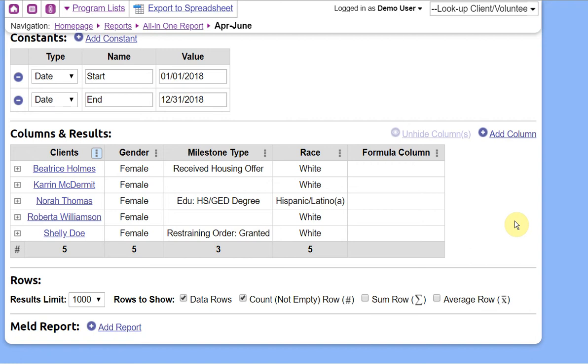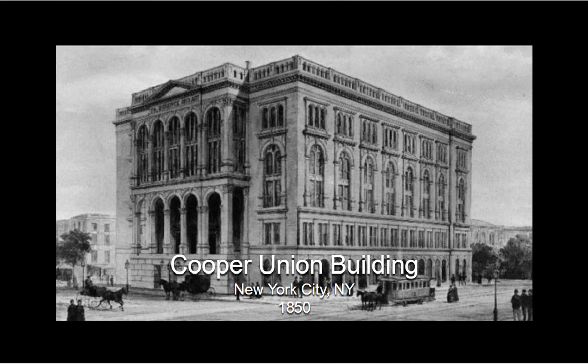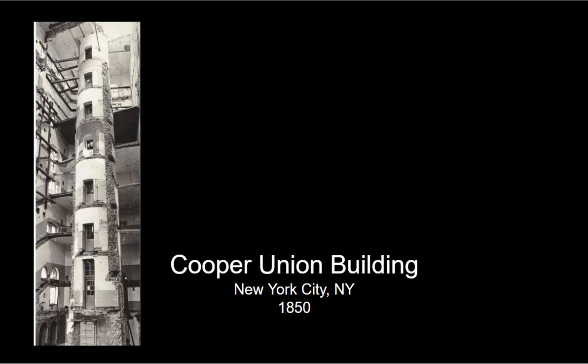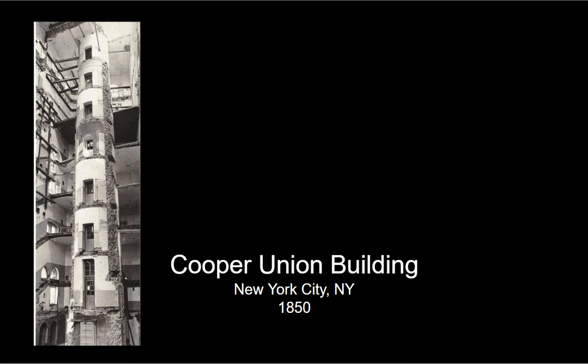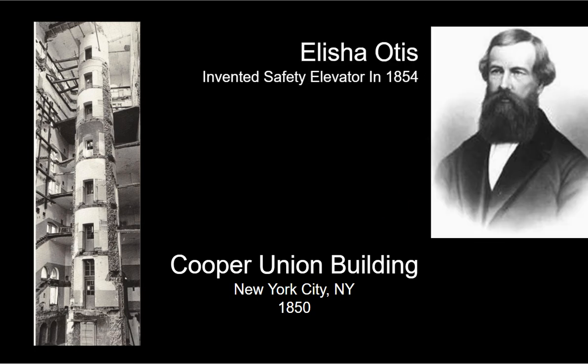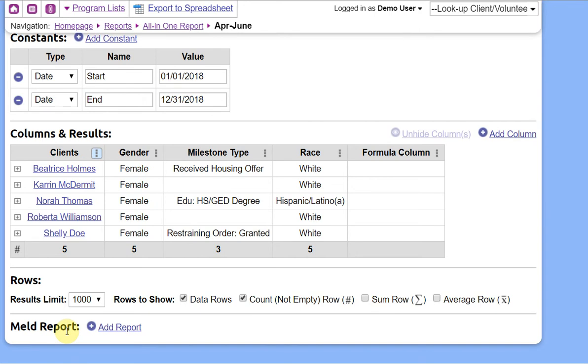Now, to tell you why I built a feature into the database without having any idea how it would ever be used, I have to tell you a little bit about Peter Cooper. He was an inventor and philanthropist who lived from 1791 to 1883, and he, in 1850, commissioned the Cooper Union Building in New York City. The Cooper Union Building was notable for having this cylindrical elevator shaft, which was especially interesting considering Elijah Otis didn't invent the elevator until 1854. The elevator shaft was invented before the elevator. Isn't that amazing?